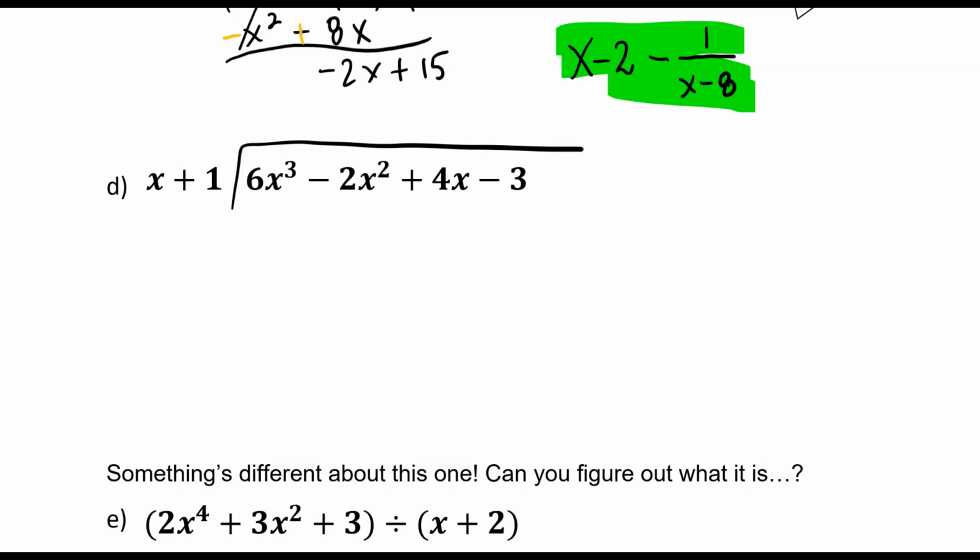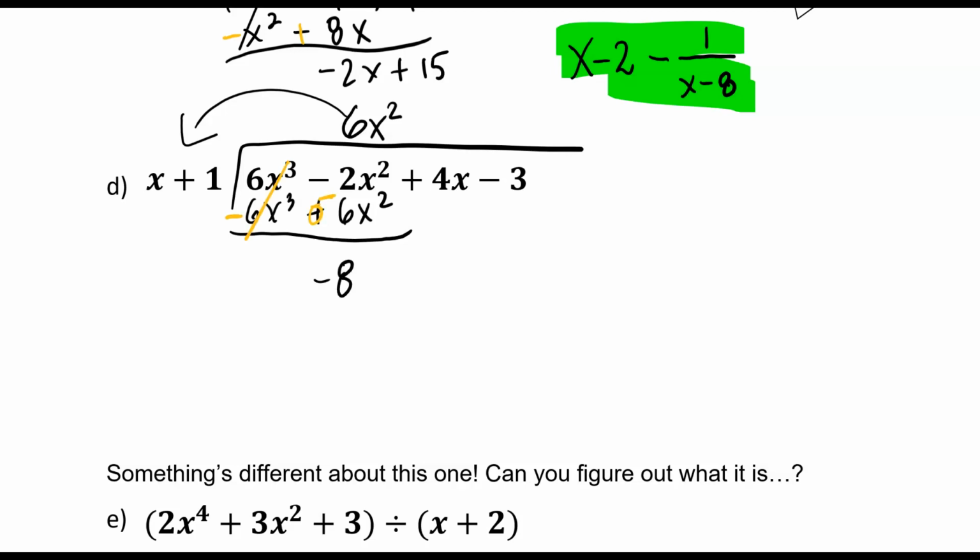So x times what is 6x cubed? 6x squared. And where would you put the 6x squared? All right, if you said above the negative 2x squared, then you were right. Then we're going to multiply 6x squared times the divisor, which gives us 6x cubed plus 6x squared. Then we're going to change our signs, minus, minus. So now we have negative 8x squared, and we're going to bring down 4x.